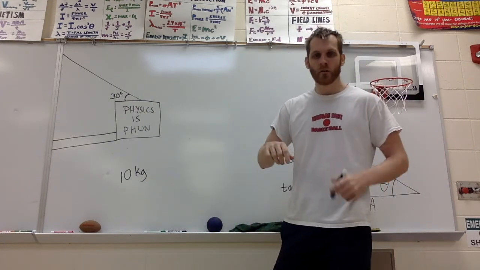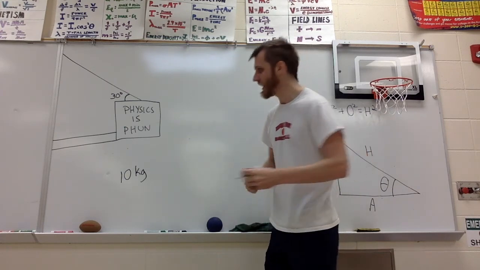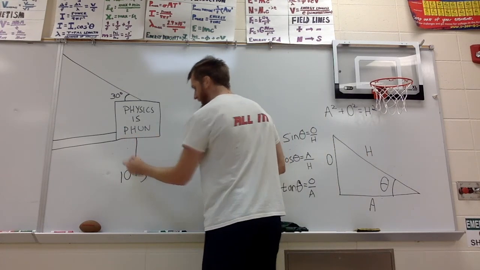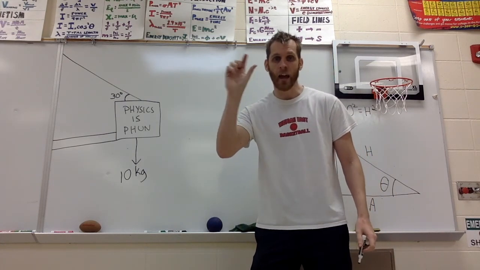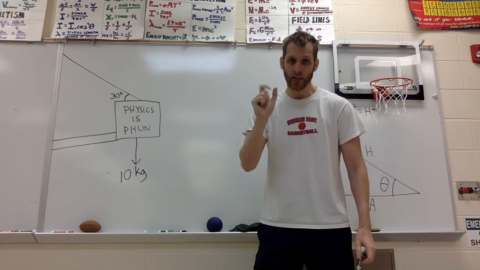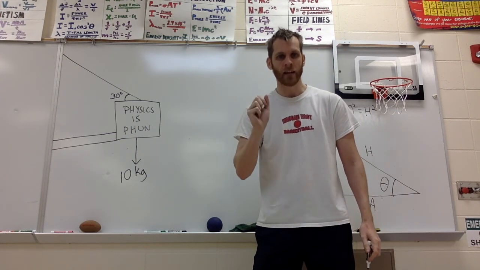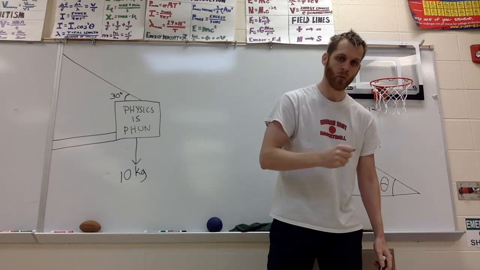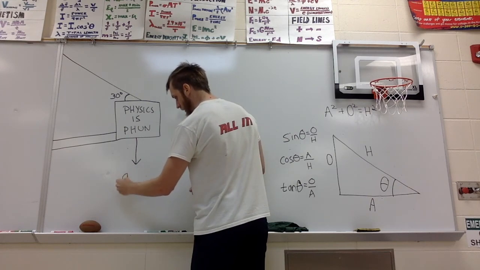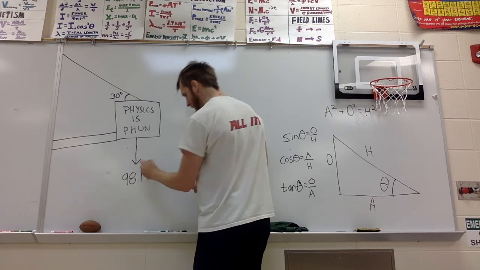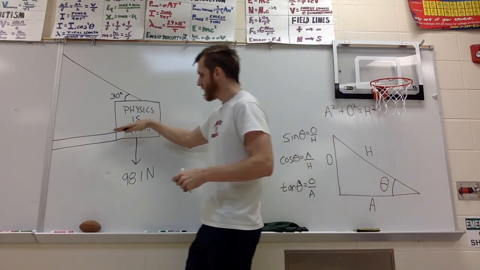So the first thing I need to do is draw a free body diagram on that sign. One of the forces acting on that sign is the force of gravity, pulling straight down. Now, if the sign is 10 kilograms, the force of gravity is m times a. M is 10, and a for gravity is 9.81 meters per second per second. So 10 times 9.81 is 98.1. So there's 98.1 newtons of force pulling down on this sign. Sweet. Awesome.